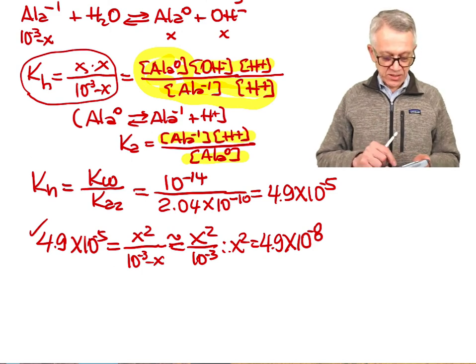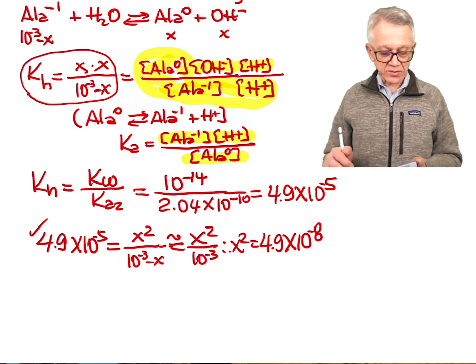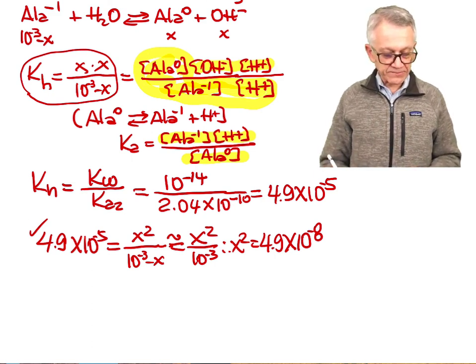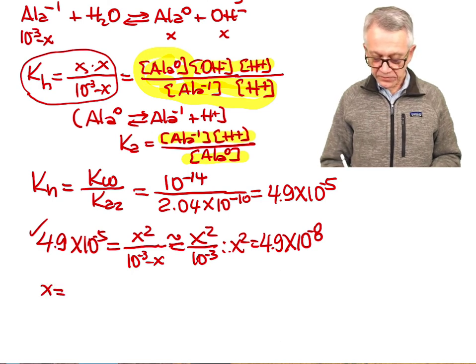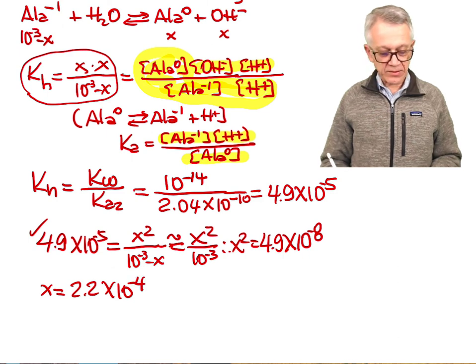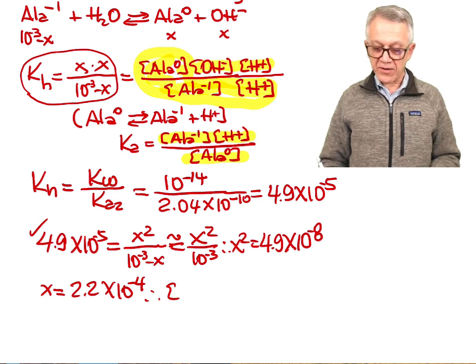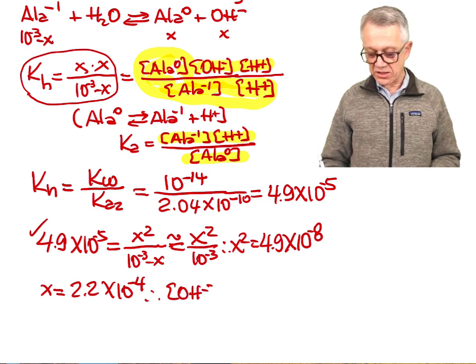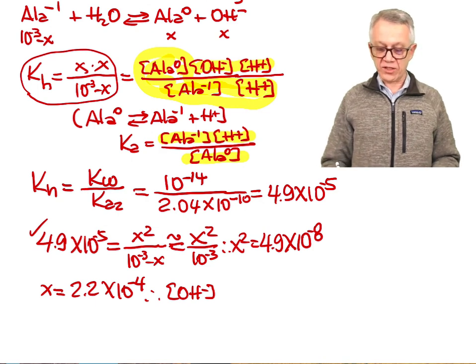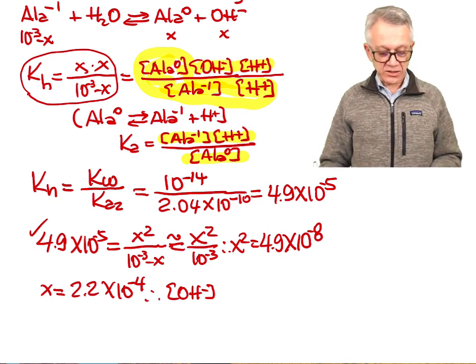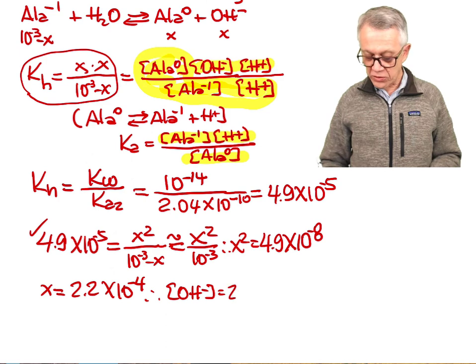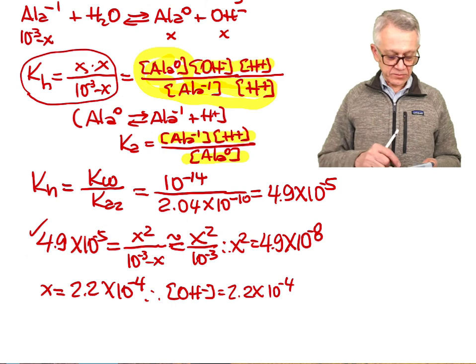4.9 times 10 to the negative 8, change sign, and take the square root of that, which is going to give us 2.2 times 10 to the power of negative 4. This is the concentration of hydroxide, right? Remember that this was the concentration of hydroxide. The x, we are solving for the concentration of hydroxide. So the concentration of hydroxide is 2.2 times 10 to the power of negative 4.